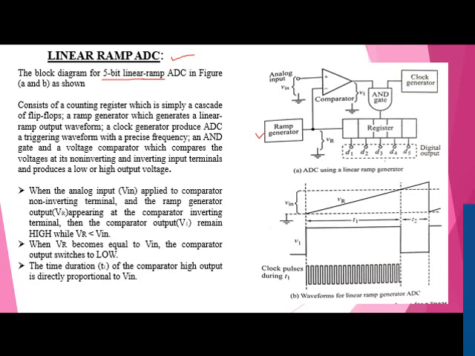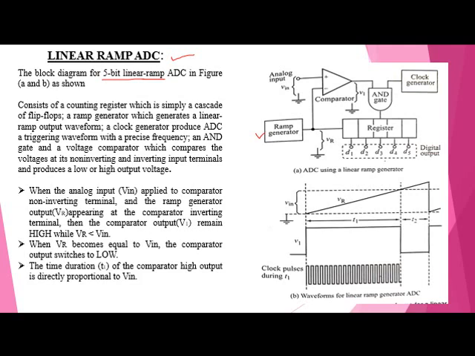When analog input Vin is applied to the non-inverting terminal of the comparator, and the ramp generator VR is applied to the inverting terminal, then the comparator remains high. Suppose the comparator remains high, then what happens? VR is less than Vin. When the comparator is high, VR is less than Vin. When VR becomes equal to Vin, then the comparator is low.